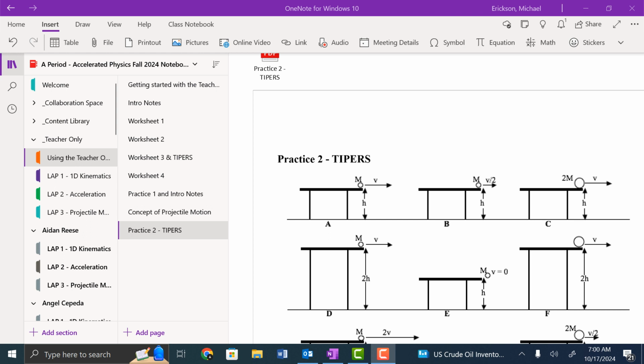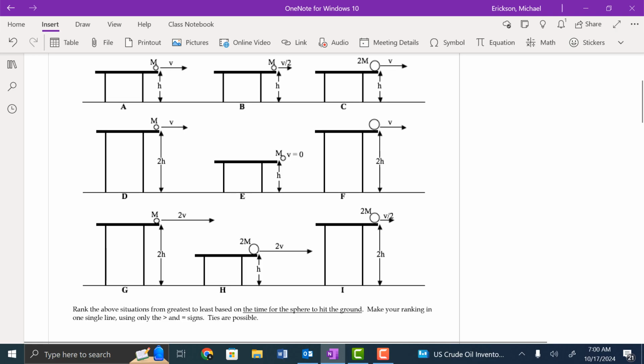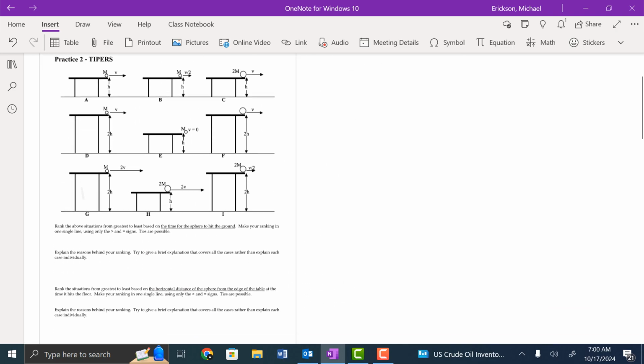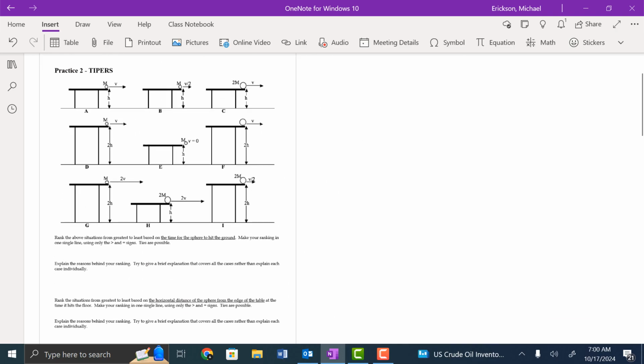Alright, so we're going to move on to practice 2 TIPERS. Now, to remind you what TIPERS are, these are problems that are usually less math-based but a lot more thinking. So instead of using all those equations and plugging in variables, maybe we'll look at the equations, but we shouldn't really be solving anything too in depth. So this first page, I want y'all to do it on your own and then see what I do.